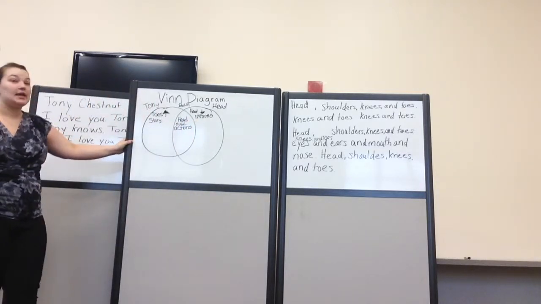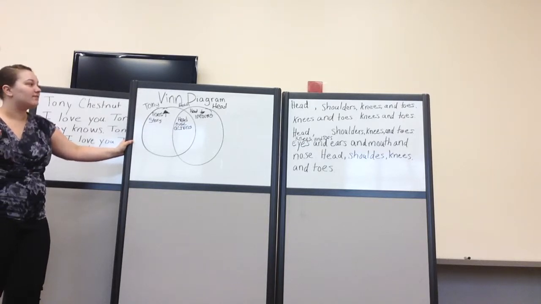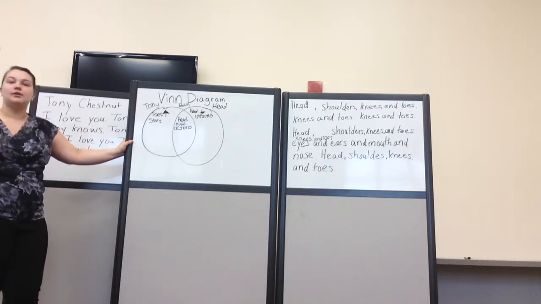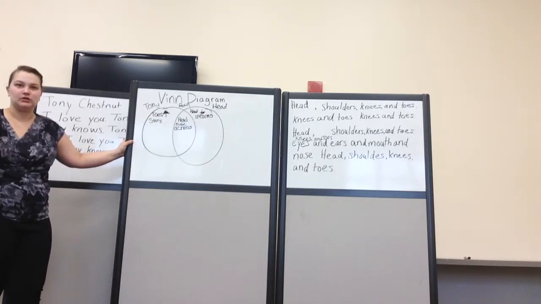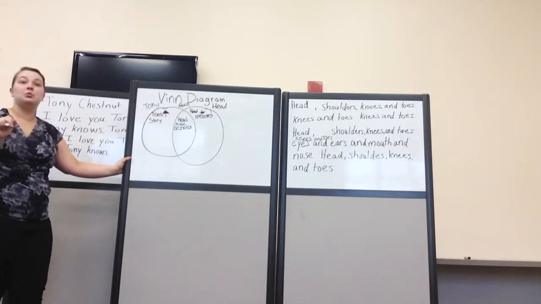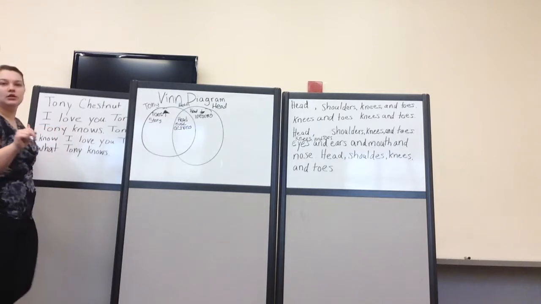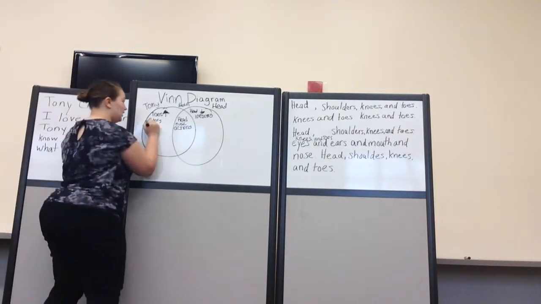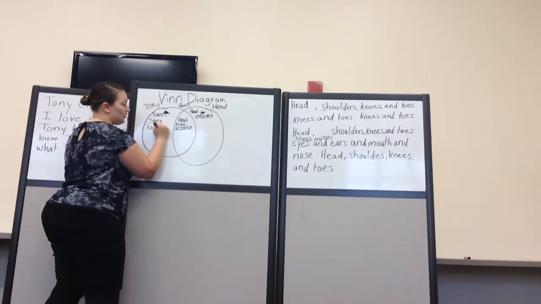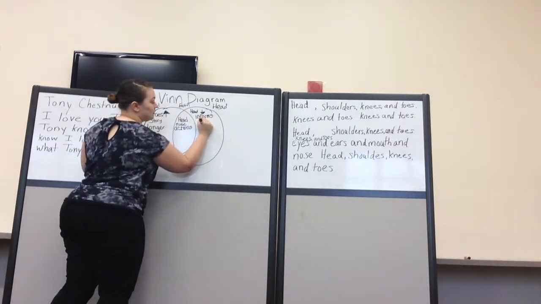Can any of you see anything that contrasts them and makes them very different from each other? Think about how long the songs were. While the two cups, one was very tall and one was short, what about the songs? Tony was very long. So we're going to put longer underneath Tony and shorter underneath Head, Shoulders, Knees, and Toes.